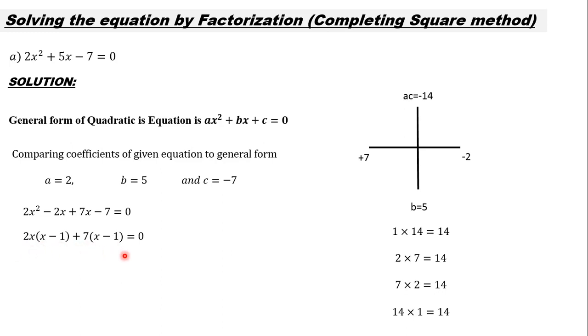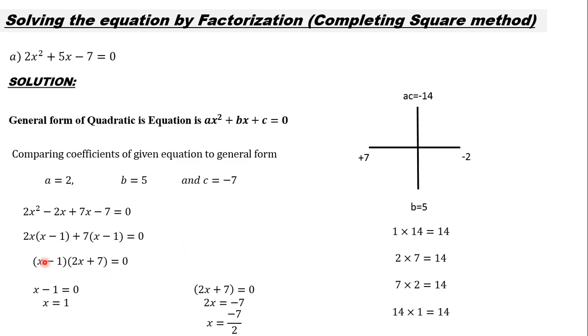x minus 1 is common over here. So take x minus 1 common, and you are left with 2x plus 7 equals 0. Now two numbers when multiplied are giving me the result 0. It means that either the first factor or the second factor is equal to 0. So I can place x minus 1 equals 0 or 2x plus 7 equals 0.